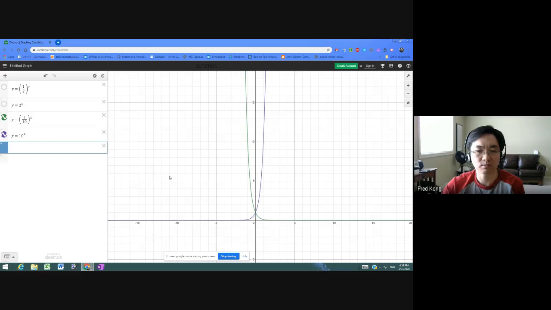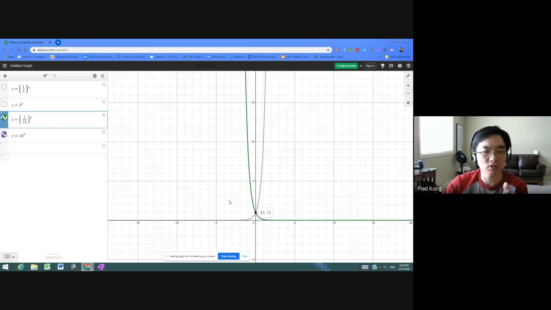Both of them have a domain that is common. X is an element of the reals. Both of them have the same range. Y is greater than 0. Both of them happen to have the same y-intercept, which in this case is 1. So all of the properties are the same, but we could say that the purple one is increasing, right? Whereas the green one is decreasing. And that does, in fact, have something to do with the base value here. Okay, so a few things to think about there.